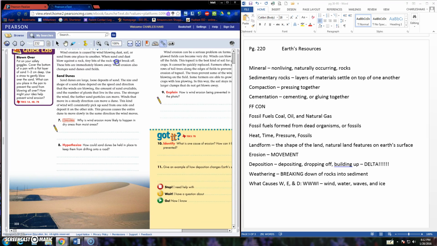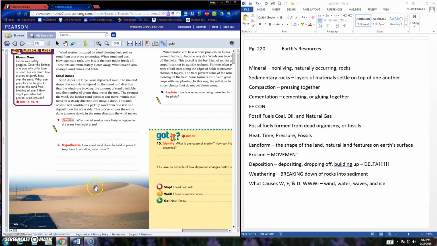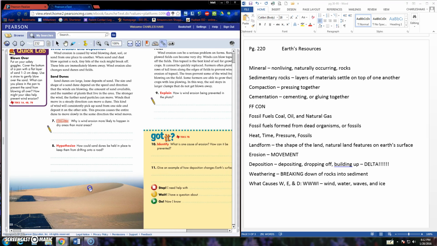Sand dunes. There's some pictures of sand dunes. Sand dunes are large, loose deposits of sand. The size and shape of a sand dune depend on the speed and direction that the winds are blowing.